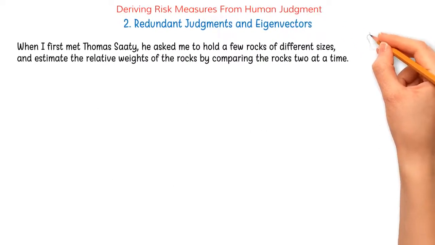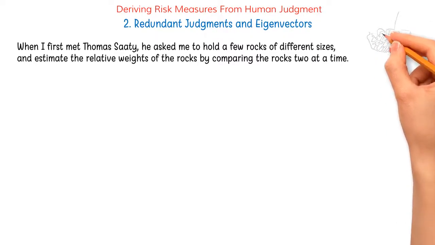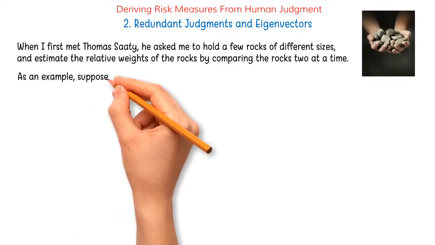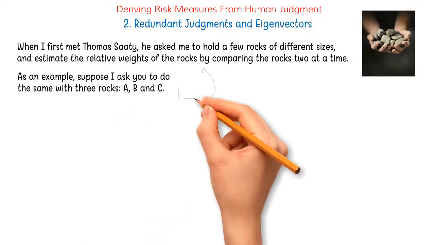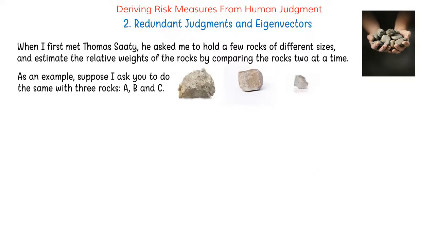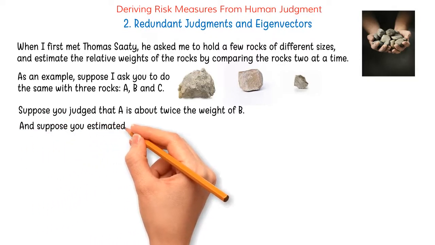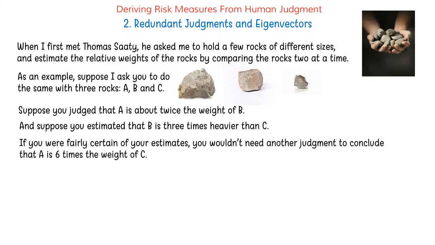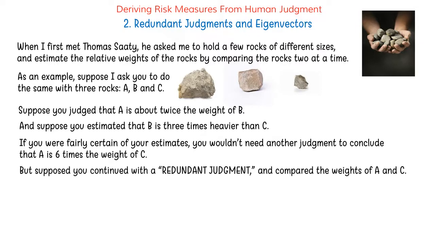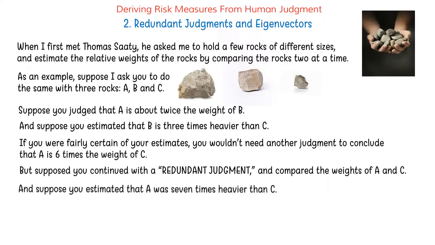When I first met Thomas Saaty, he asked me to hold a few rocks of different sizes, and estimate the relative weights of the rocks by comparing the rocks two at a time. As an example, suppose I ask you to do the same with 3 rocks, A, B and C. Suppose you judge that A is about twice the weight of B. And suppose you estimated that B is 3 times heavier than C. If you were fairly certain of your estimates, you wouldn't need another judgment to conclude that A is 6 times the weight of C. But suppose you continued with a redundant judgment, and compare the weights of A and C. And suppose you estimated that A was 7 times heavier than C.